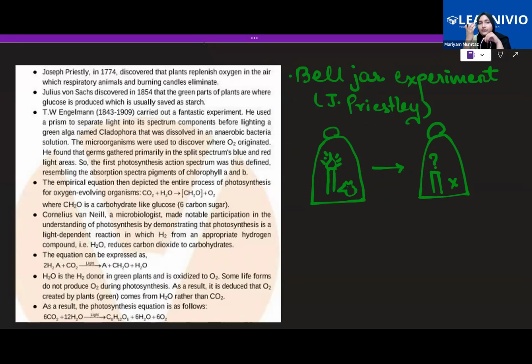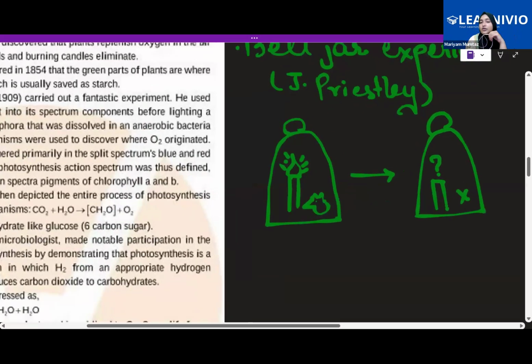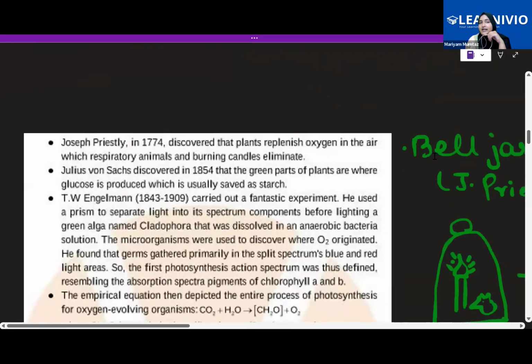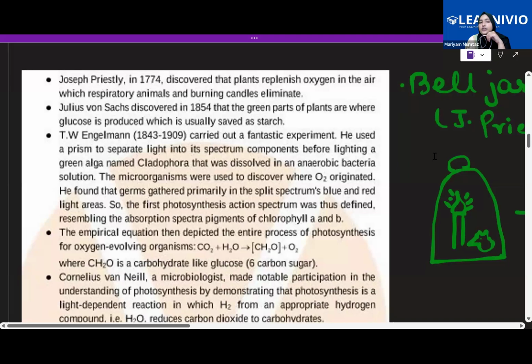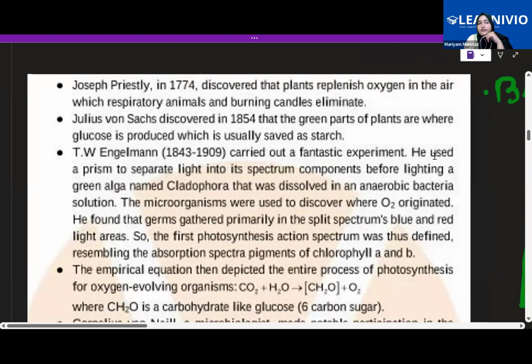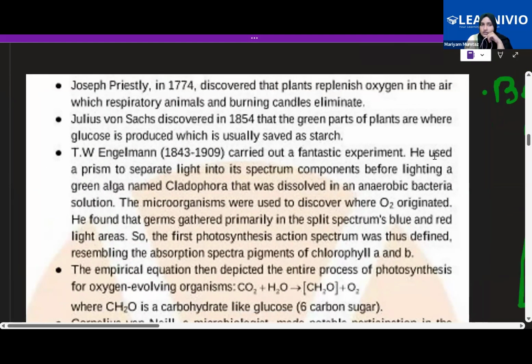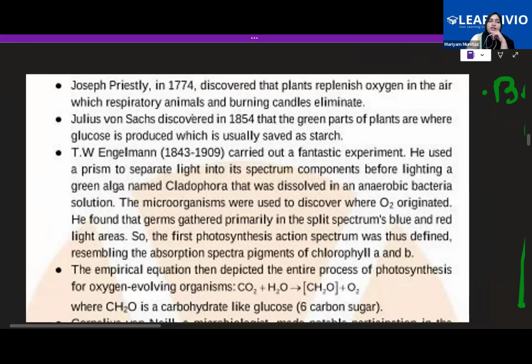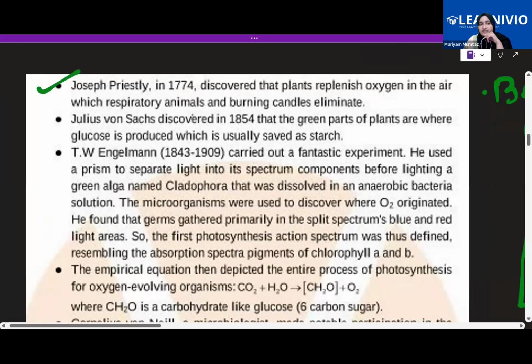So basically, Joseph Priestley said that the plant does replenishment of oxygen, meaning that it resupplies or again forms the oxygen. So that was the first experiment conducted by Joseph Priestley.